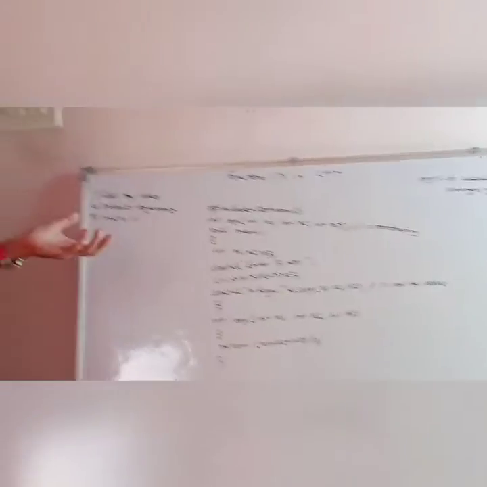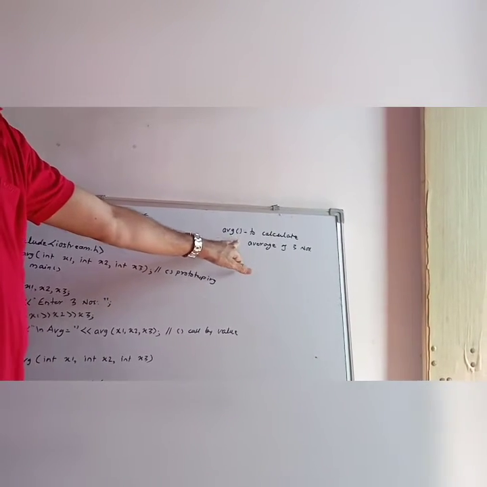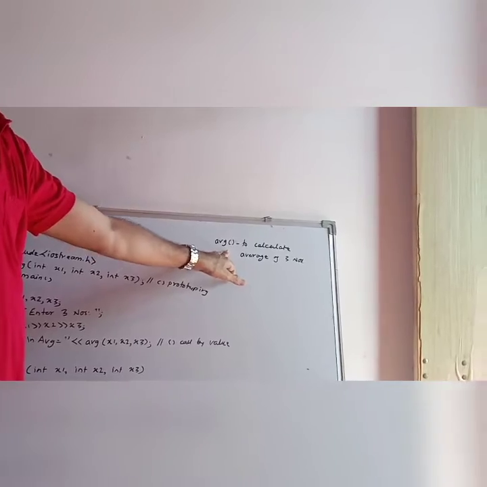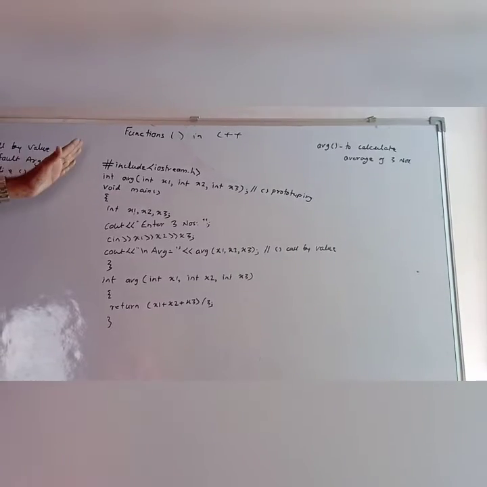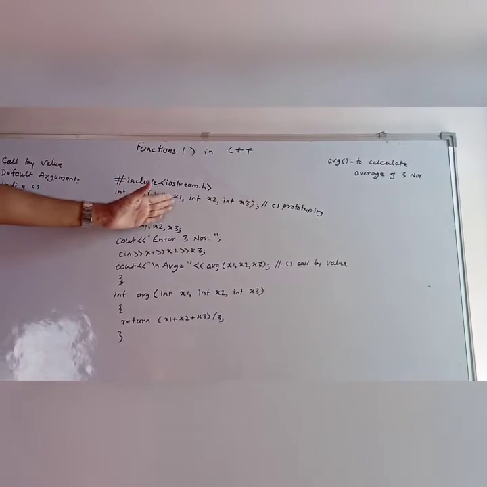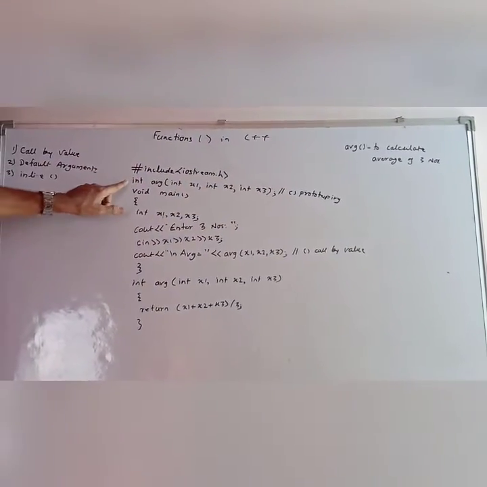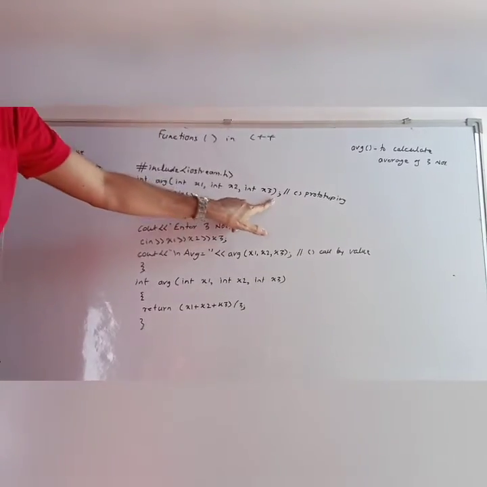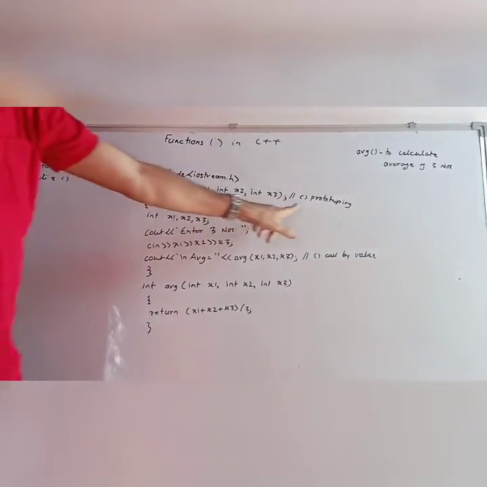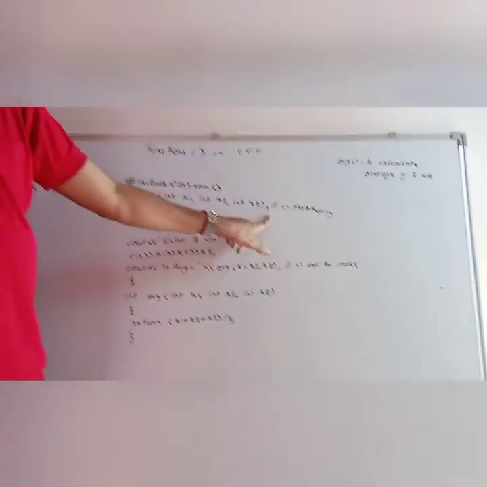If I want to calculate the average of three numbers using the AVG function, this is AVG and empty bracket, which means this is my AVG function, and it helps to calculate the average of three numbers. So the first statement is right here: int avg, int x1, int x2, int x3 and semicolon. This is the data type of my function, avg is my function name, and these are called arguments of this function. This is called the declaration of the function, or prototyping of that function. Always we have to use a semicolon over here.